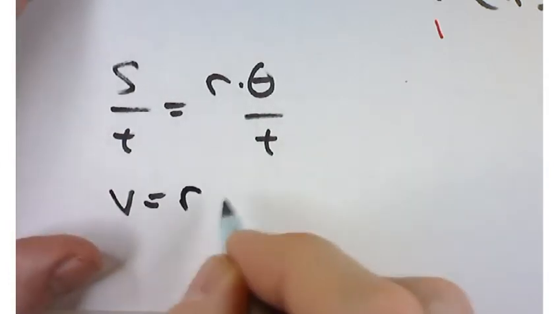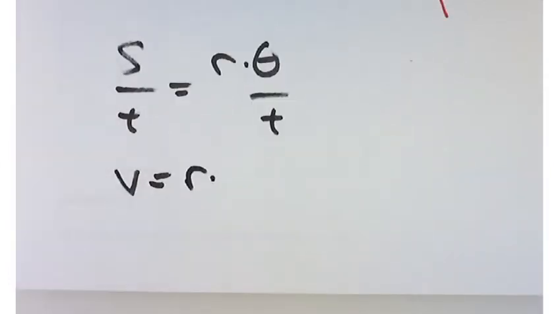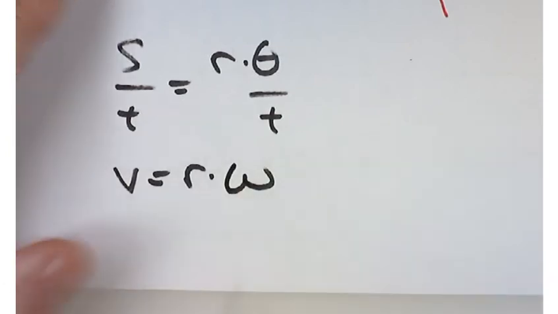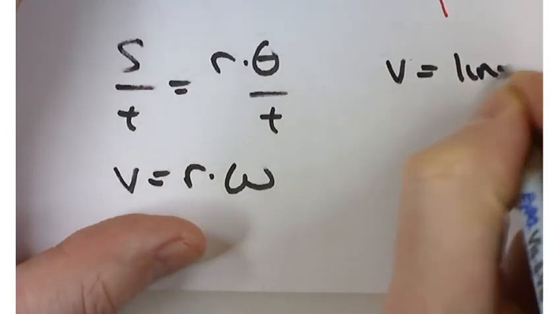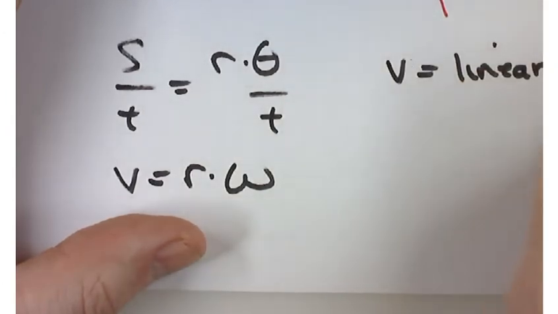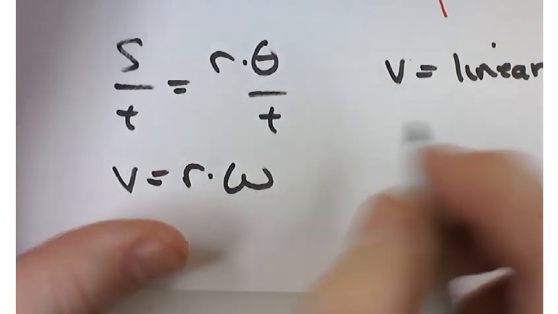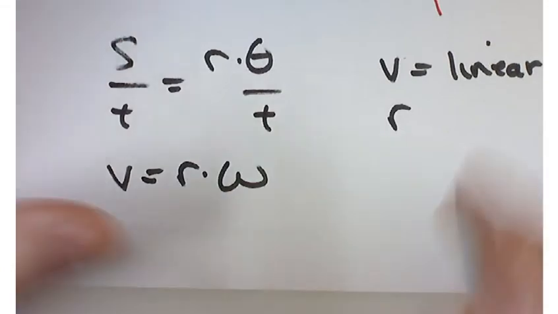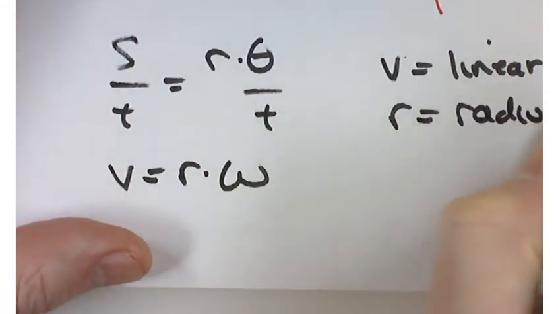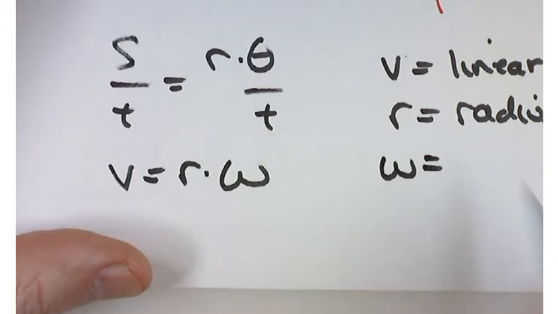equals the radius. And here's the cool thing. You're going to learn a lot of Greek letters in this class. So we've already seen theta. Let me give you a new one. It looks like a W, but it's really an omega. And so V is your linear velocity. And R, well, what was R in this original formula? Radius. And omega is the angular velocity.